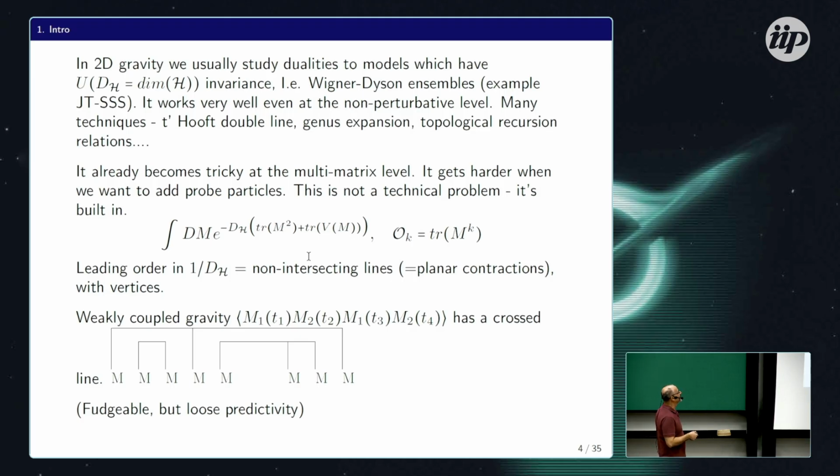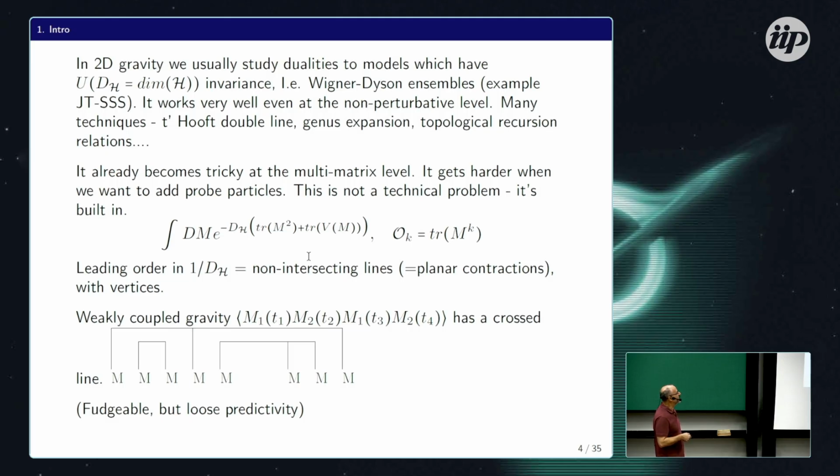Other people glaring at me from the audience will strongly disagree with this statement. And the reason is like this: this is essentially our model. DH is the dimension of the Hilbert space, but then I do some multi-matrix model in order to add some additional probe. These are my observables. To leading order in 1 over DH, I'm always allowed to contract matrices up to vertices, contract the symbols up to vertices.